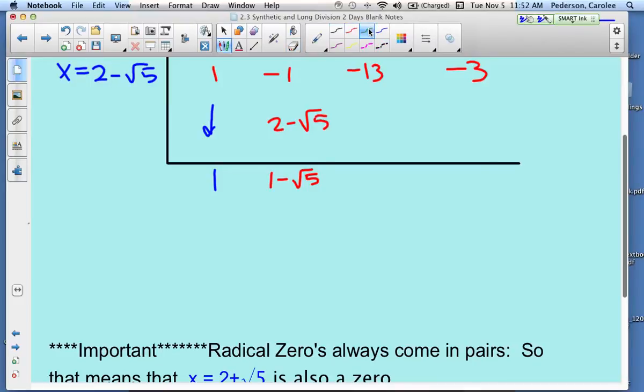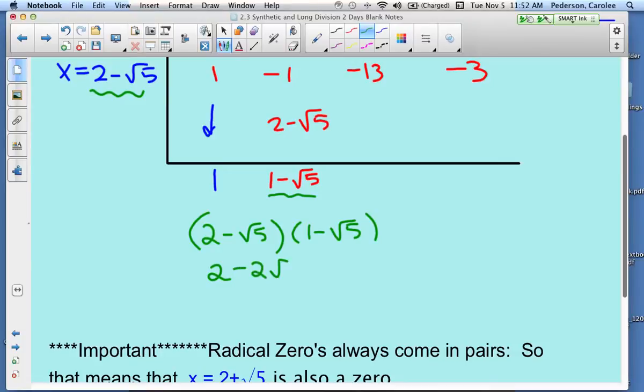Now we multiply those two pieces together. So 2 minus the square root of 5 times 1 minus the square root of 5. When we multiply, think of this as like FOILing. So we do first, 2 times 2 is 2. Outside, 2 times the square root of 5 with the negative is negative 2 square roots of 5. Then we go to inside, and we get negative 1 square root of 5. And then we go to last. Negative square root of 5 times negative square root of 5 is positive square root of 25.